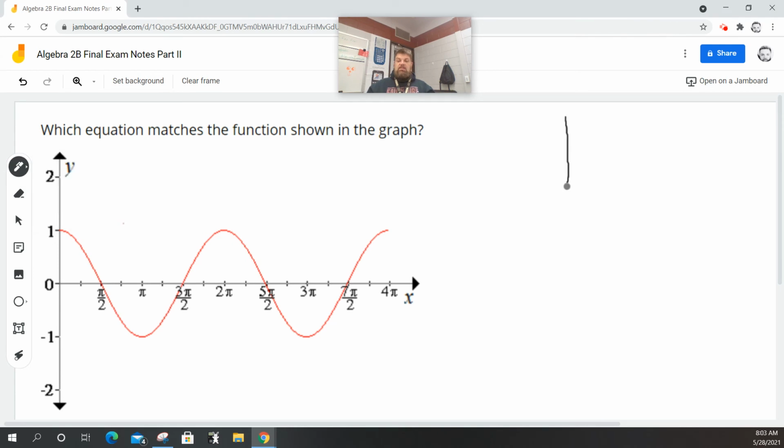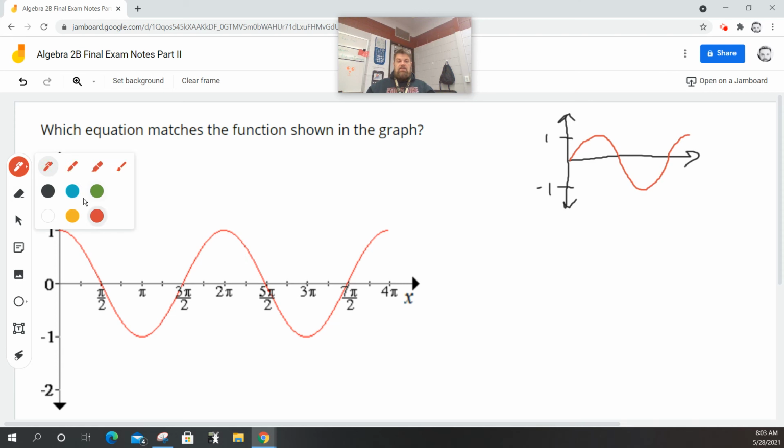So sine, if I sketch it out, it has a range of -1 to 1 and a period of 2 pi. So it starts at the origin, goes up, comes down, goes up again, and its period is 2 pi.